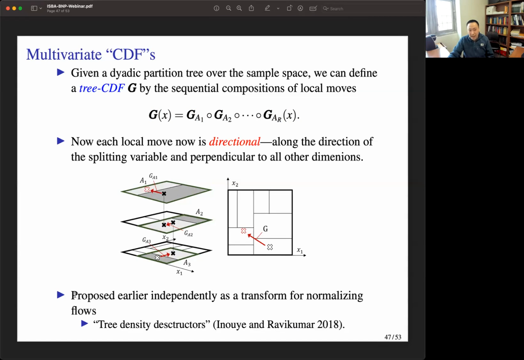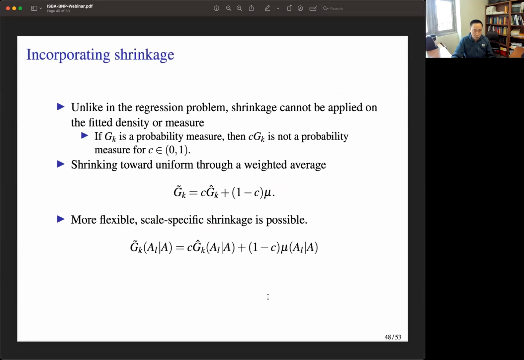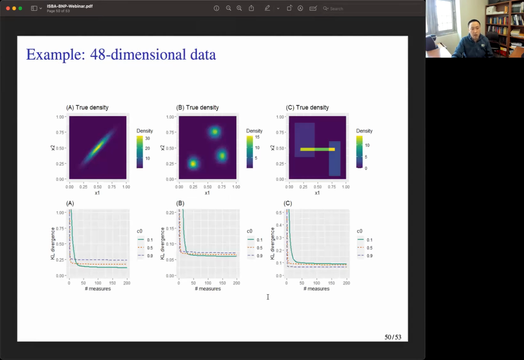After we posted our arXiv paper, it was brought to our attention that a similar idea had shown up just one year before we started thinking about this problem. It's a not that well-known paper, so we were not aware of it, but it's a very nice paper. You can read it. It's called Tree Density Destructors, by these authors in the machine learning literature, who think about transforms of normalizing flows. There's a deeper connection, but I don't have the time to talk about it, so I'm going to skip that and stop with the last numerical example.